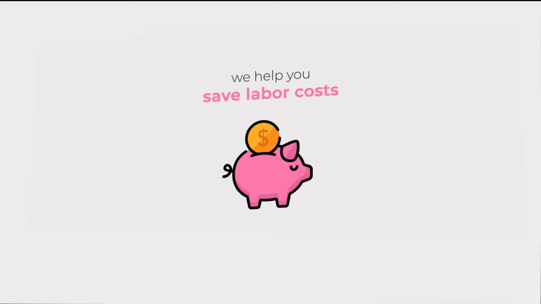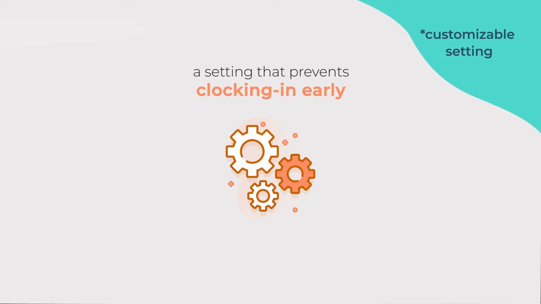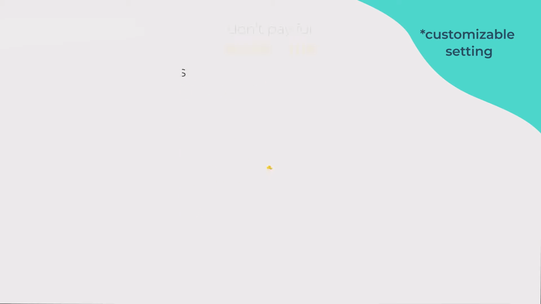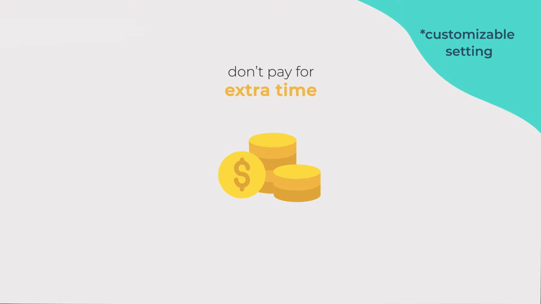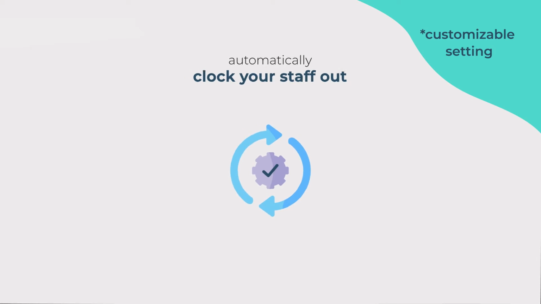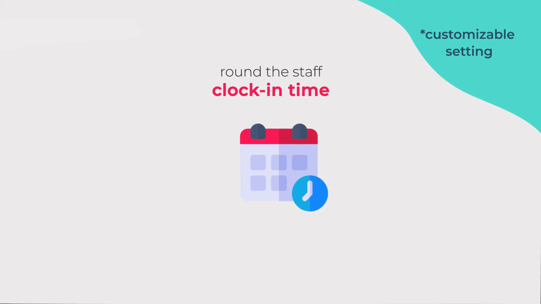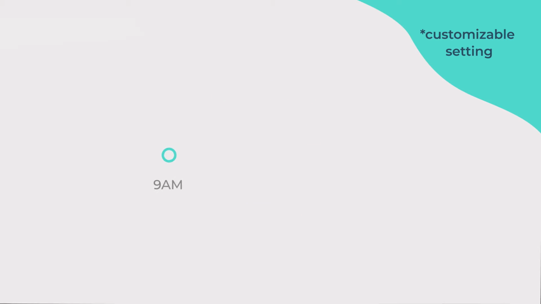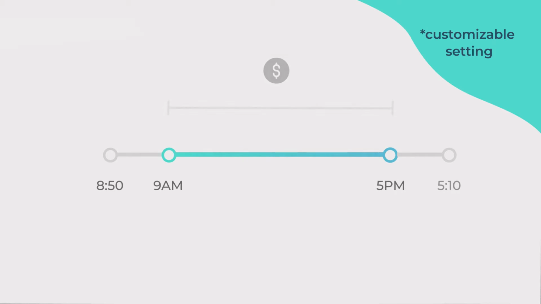What makes StaffAny's clock-in so beneficial for your business is how we help you save labor costs. Firstly, we have a setting that prevents your staff from clocking in early. This means you won't pay them for the extra time. Next, you can also automatically clock your staff out the moment their shift ends. This helps you stay on track within the budget that you have planned for. Finally, our rounding setting helps to round the staff clocking timing to actual scheduled hours. So that means that if your shift is from 9 am to 5 pm and your staff come in at 8:50 am and leave at 5:10 pm, you're only going to pay them for their shift from 9 to 5 pm.